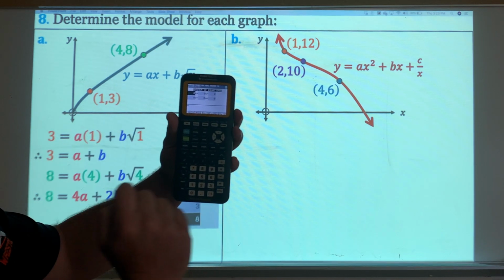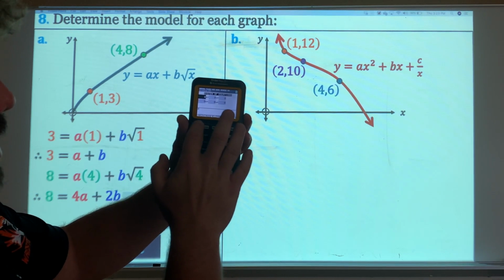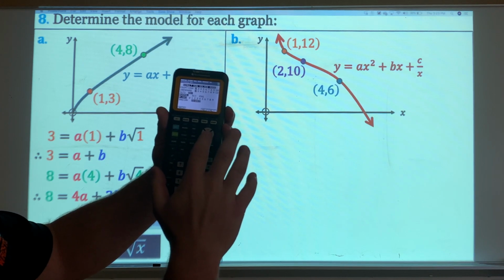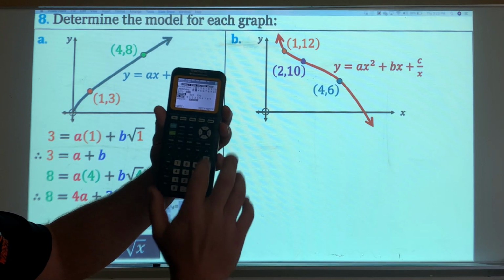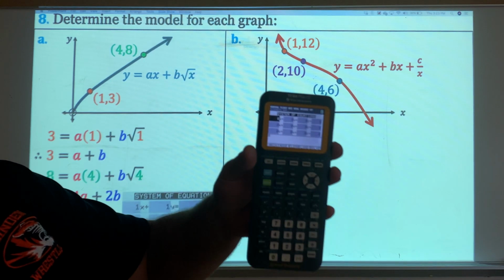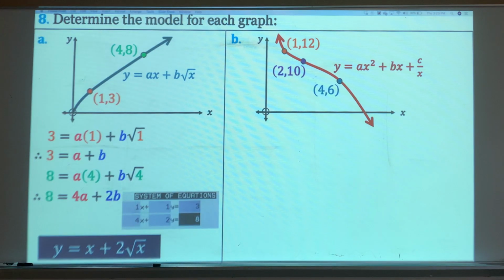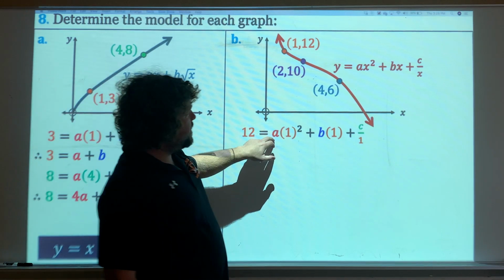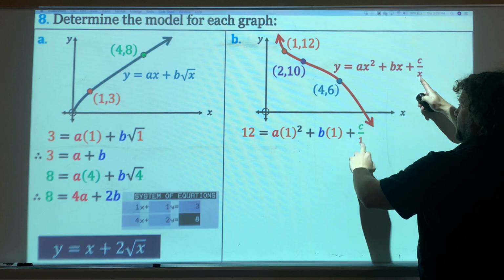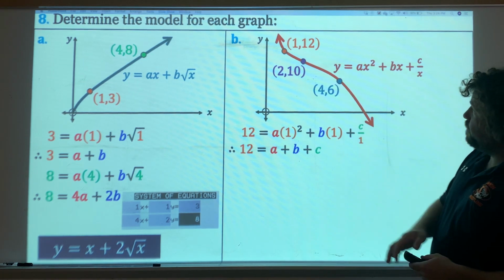you hit solve. All right, for a problem like B, you go back to the main. I'm going to hit enter, and I'm going to go 3 equations, 3 unknowns. You have to have as many equations as unknowns. Hit next, and then I type in all that stuff there, hit solve, and it spits out my answers. So upon doing this one, first you have to create your models. So it's A times 1 squared plus B times 1 plus C over 1. 12 equals A plus B plus C.